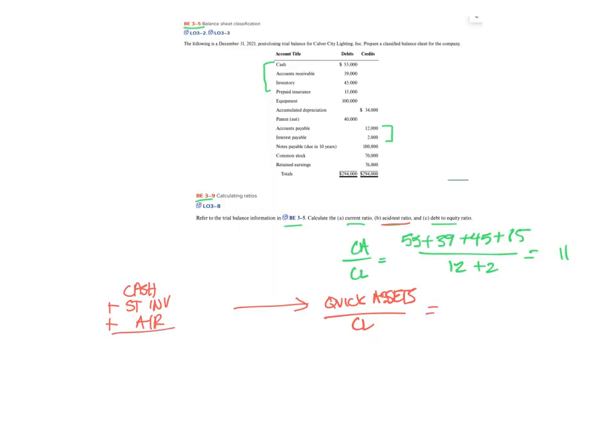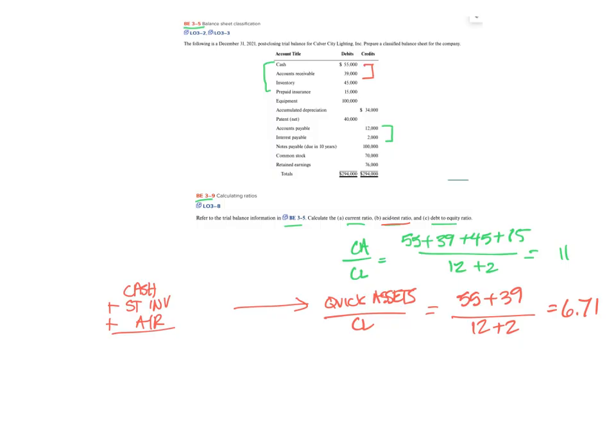Okay, they tell us that we have cash and accounts receivable. Those are the only two items that we have that are in accordance with these quick assets. So we'll take 55 plus our 39, and then we're going to divide by the same current liabilities that we had previously, which was the 12 plus the 2. This provides for us a quick ratio of 6.71.